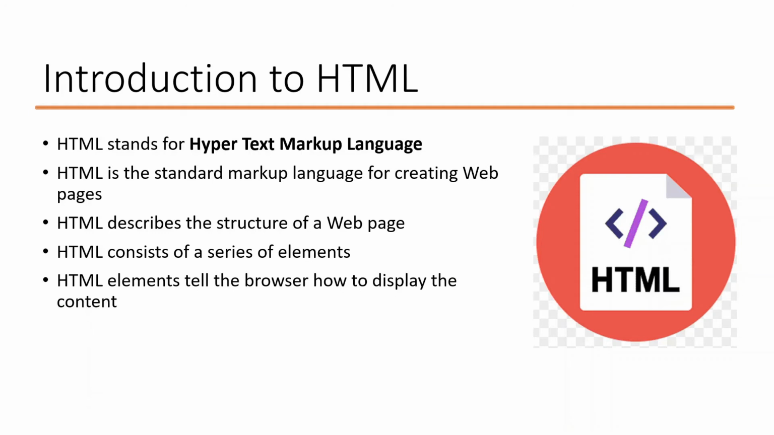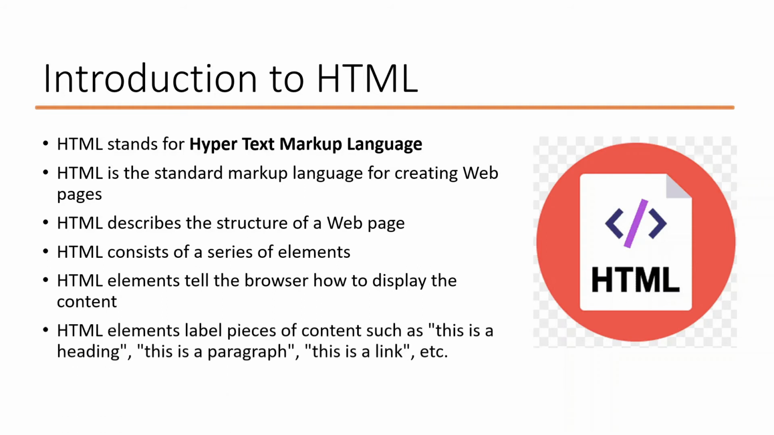HTML elements tell the browser how to display the content. So we write HTML element using something called tags, which we will see in the next upcoming videos. So those elements tell the browser how we can display the content. So HTML elements label pieces of content such as this is heading, this is paragraph, this is link, etc. So we can show these things using HTML elements.